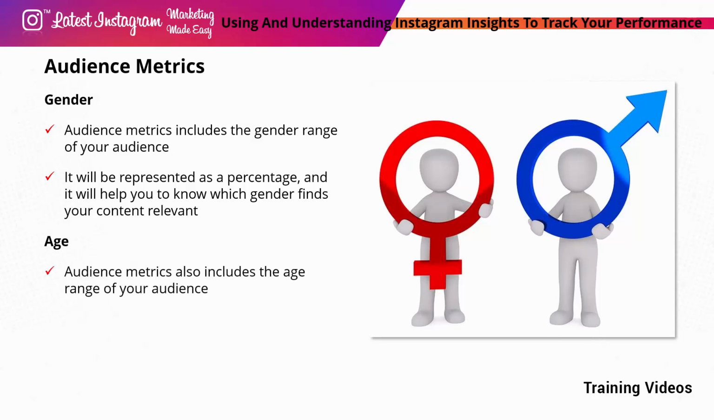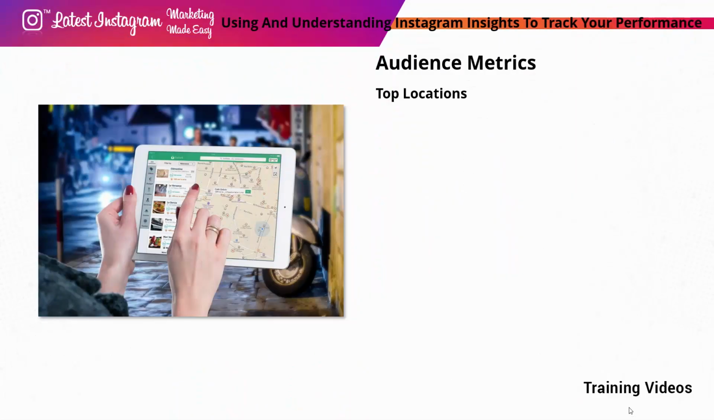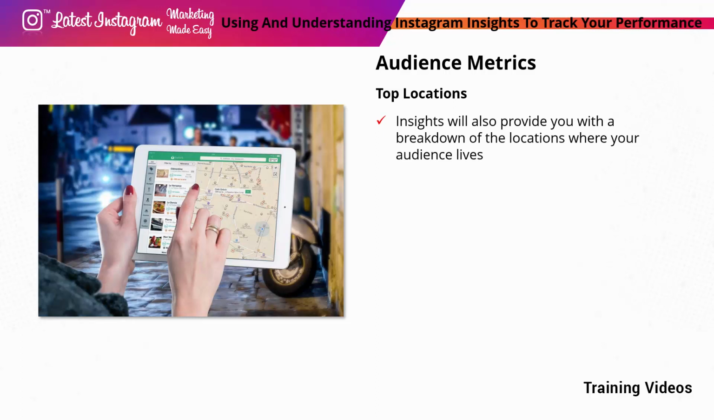Age. Audience metrics also includes the age range of your audience. It is represented as a percentage as well, and it helps to know what's the average age of people that find your content enjoyable or useful. Top locations. Insights will also provide you with a breakdown of the locations where your audience lives. It includes cities and countries from top to bottom.